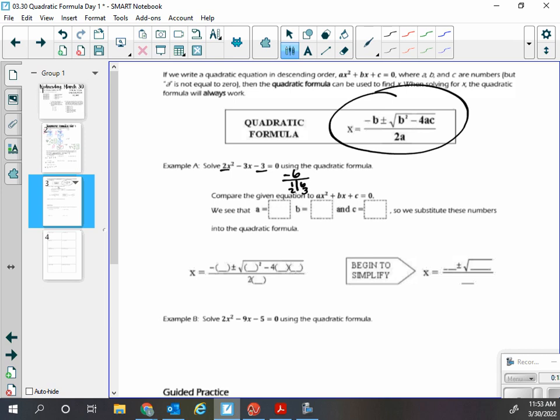So, x equals -b plus or minus the square root of b squared minus 4ac all over 2a.